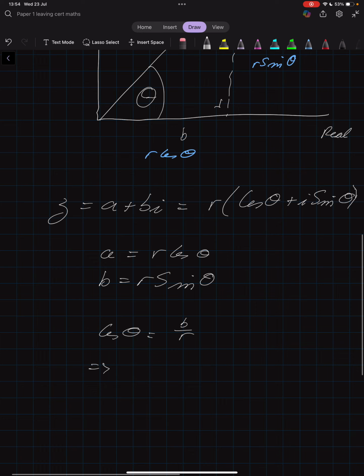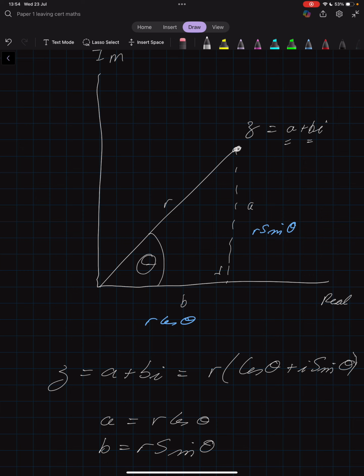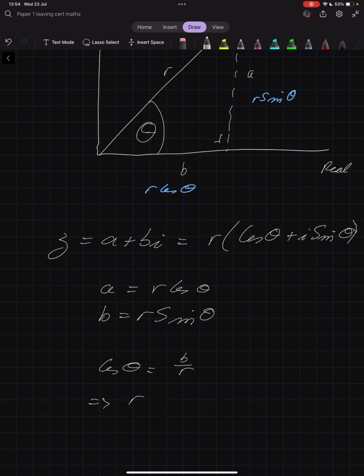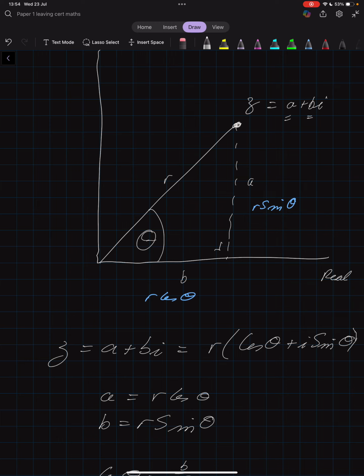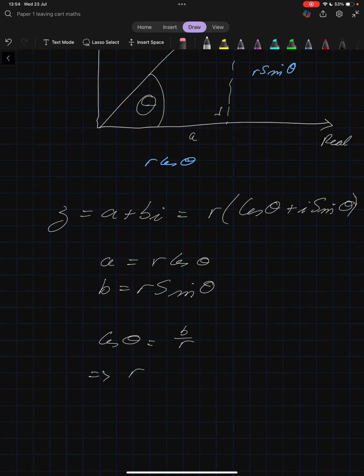Therefore, r, wait, sorry, did I do this wrong? Yeah, I put these the wrong way around. Sorry about that. This should be A and this should be B. So remember, A is the real part, so it goes along the real line, and then B is the imaginary part, so it goes up. Okay, sorry about that. So in this case, cos is the adjacent, which in this case is A.